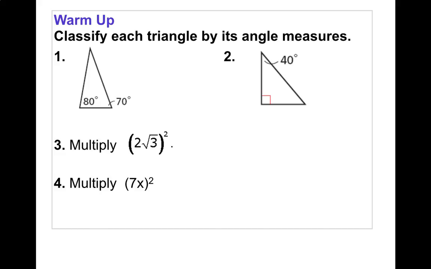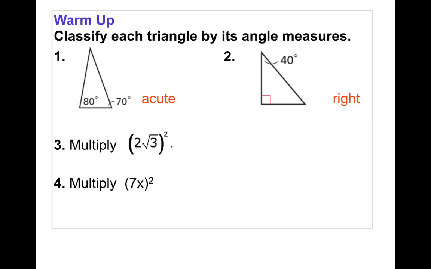So if you didn't do a warm-up or you need a little brush up on the things that you see on the screen, do this bell ringer. Now the solutions. On the first one, by angle measures, that would be an acute triangle. The second is a right triangle.